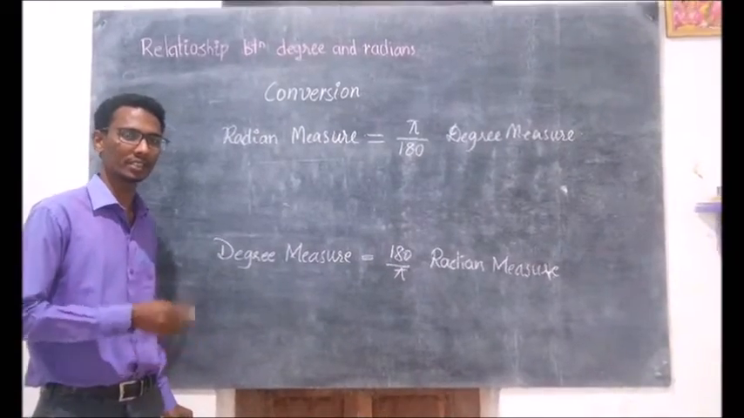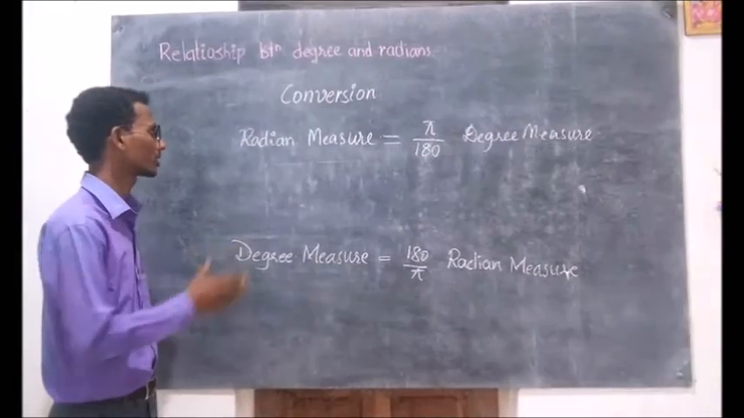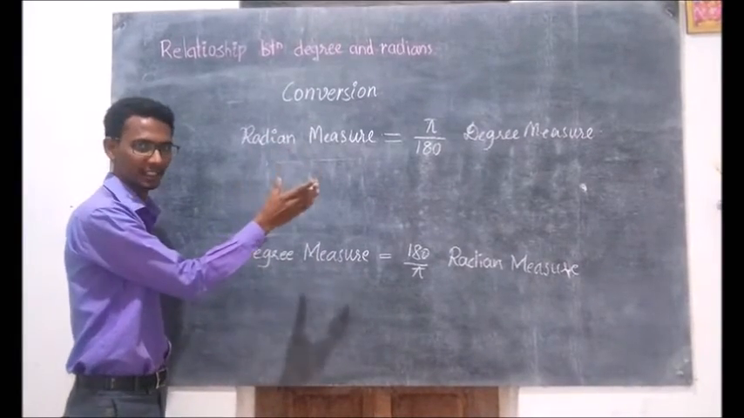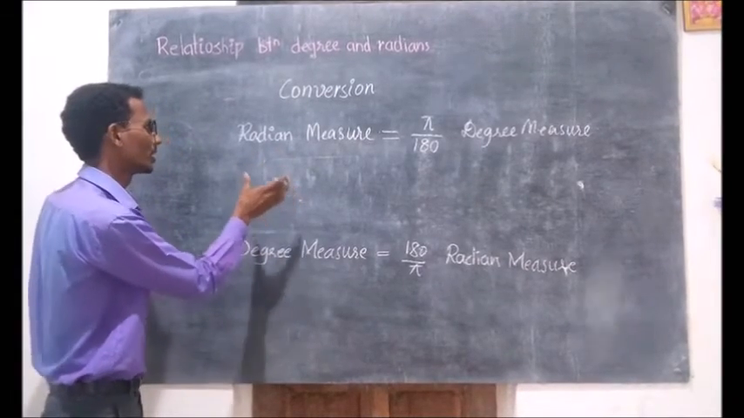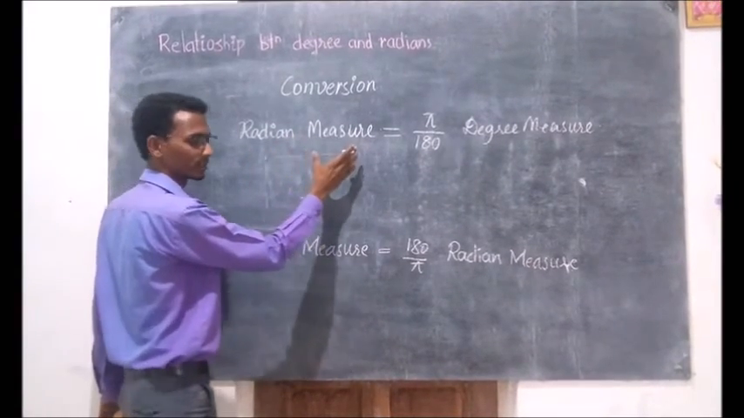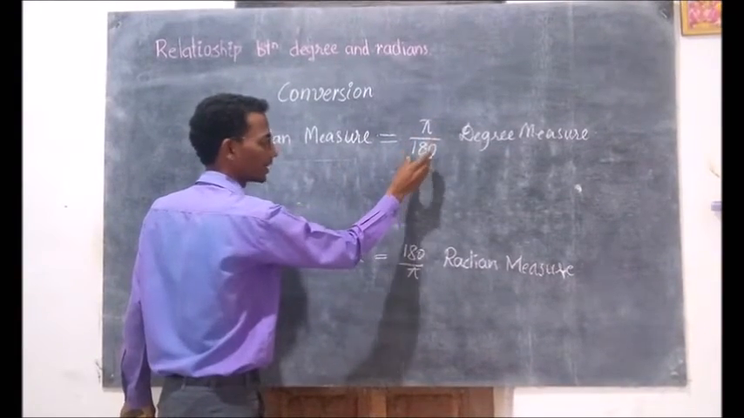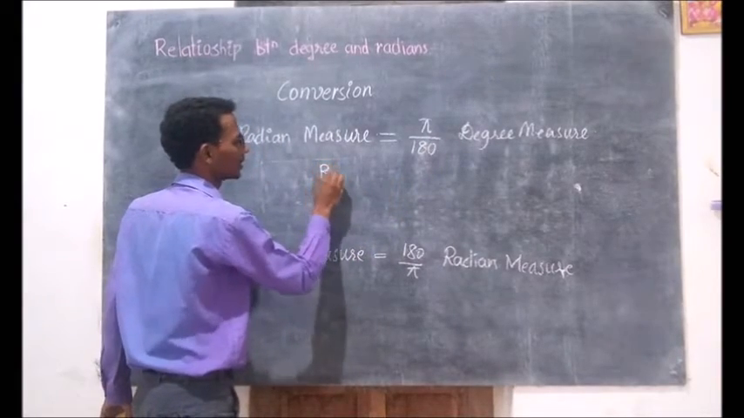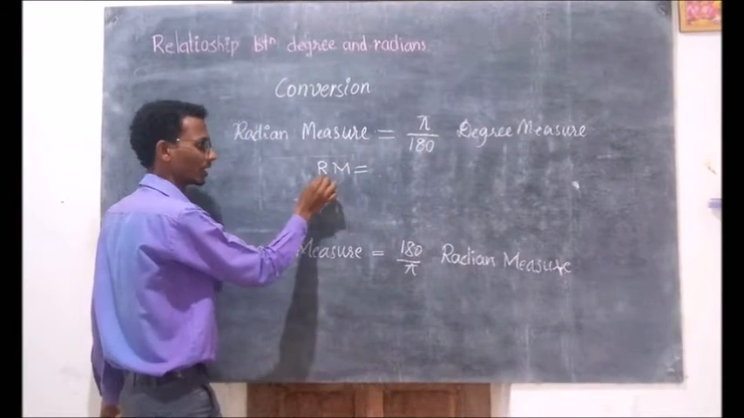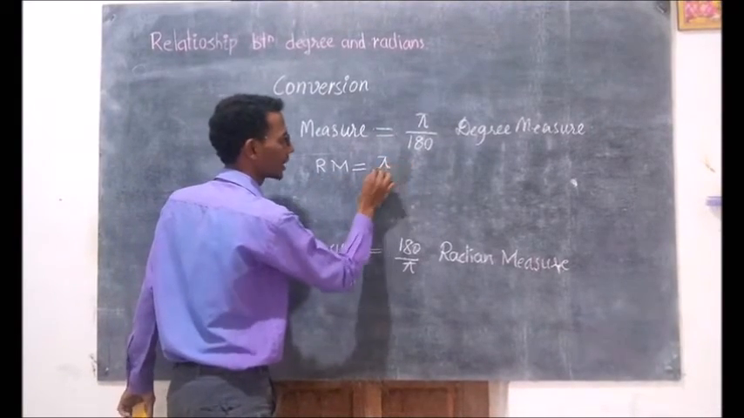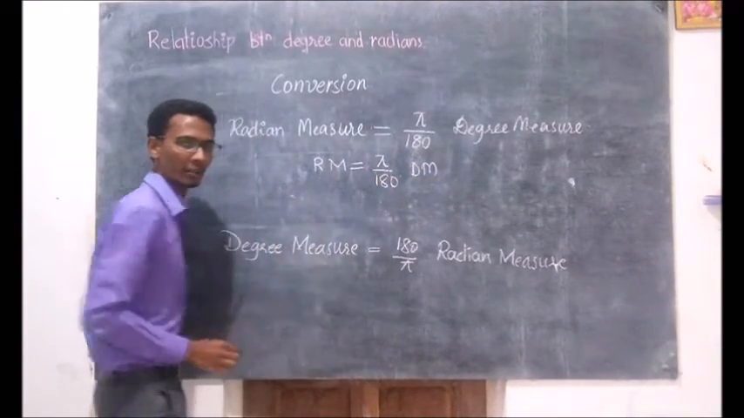When we want to convert degrees into radians and radians into degrees, at that time we use this conversion method. When we have some degrees, if we want to convert them into radian measure, that can be done with the help of this formula. That is, a radian measure can be obtained by multiplying the degree measure by pi by 180.